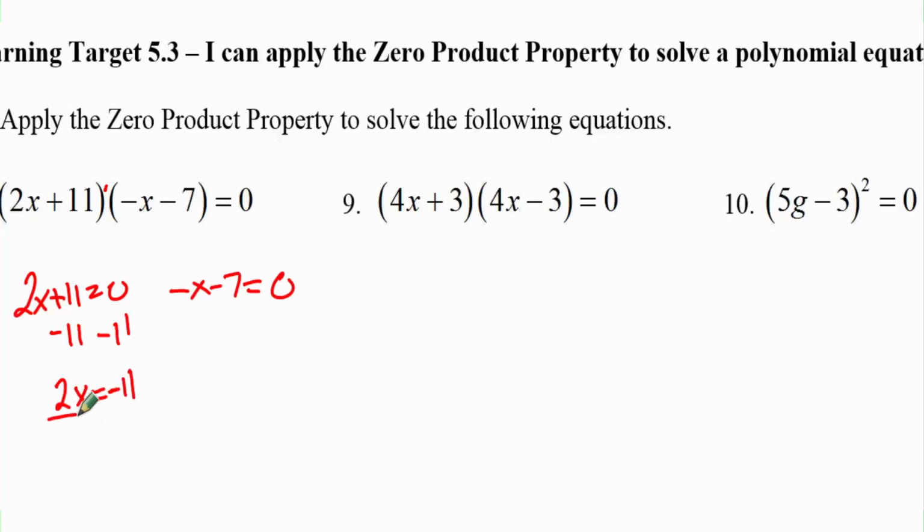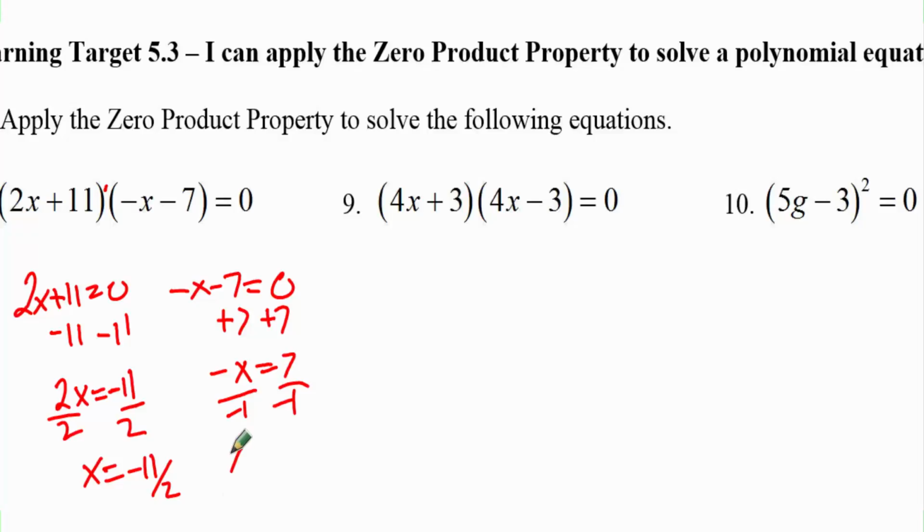And then divide by 2. And you get x to be negative 11 over 2. And sometimes students are able to solve these in their heads. I would be leery of that. But if you look at my answer keys, a lot of times you'll just see numbers. You won't see the work that goes behind what we're doing. So in this case, I get x to be negative 7. That's really it.